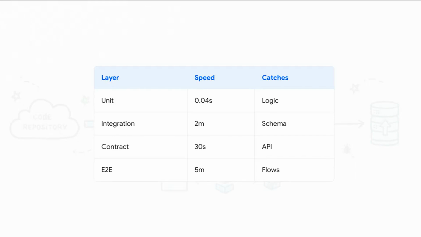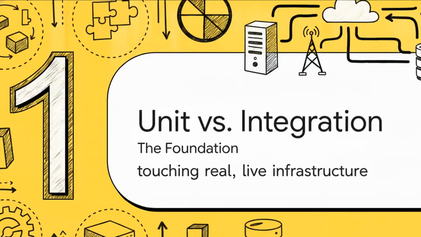And finally, sitting way up at that very narrow top, end-to-end or E2E tests. You'll only have a handful of these because, frankly, they're slow. They require a full deployed environment, and they exist solely to catch complete user flow regressions. All right, part 1, unit versus integration. This is all about our foundation, isolating logic versus touching real live infrastructure.